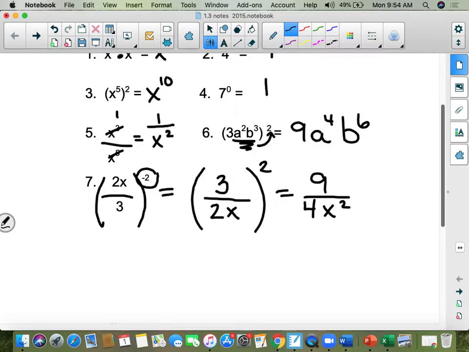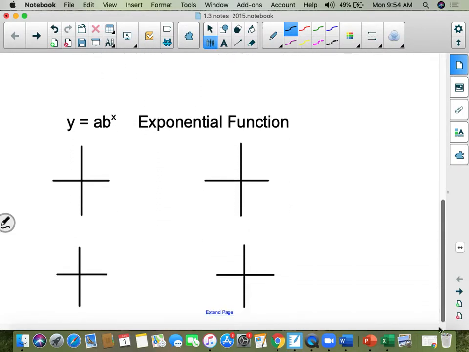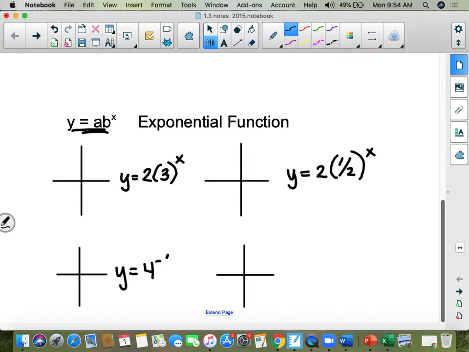Let's go over an exponential function. This is an exponential function: y equals a b to the x. I'm just going to give you y equals 2 times 3 to the x. Y equals 2 times (1/2) to the x. Y equals 4 to the negative x. And y equals negative 4 to the negative x. I'll give you a couple of minutes to write those down.